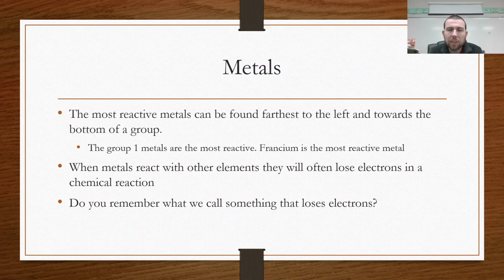We looked at this when we were going over atomic structure. Do you remember what we call something that loses electrons? Hopefully you've had a chance to think about that. And the answer would be cations. So our metals tend to form cations, because they lose electrons.